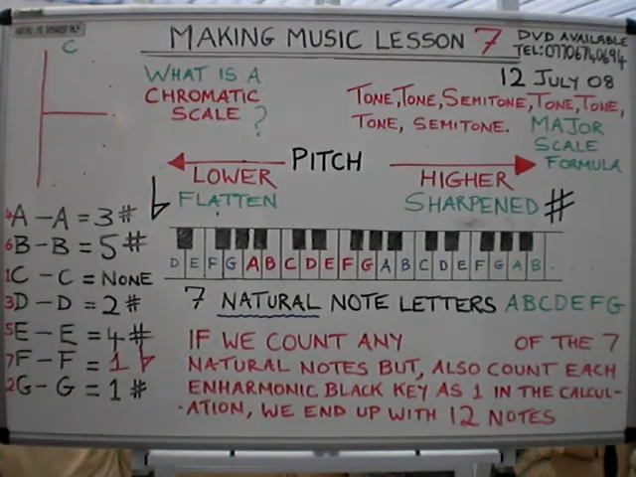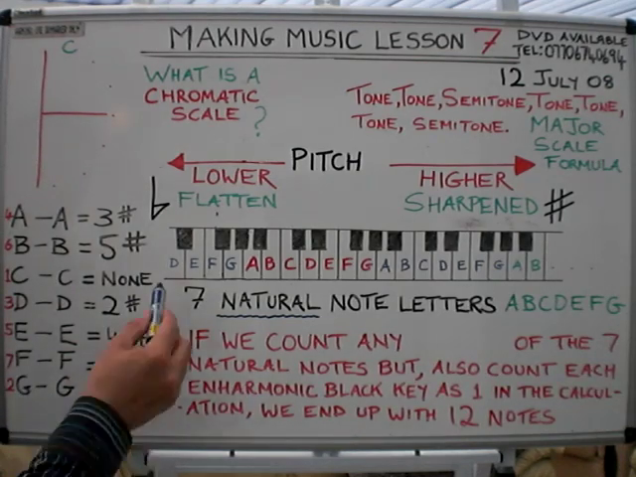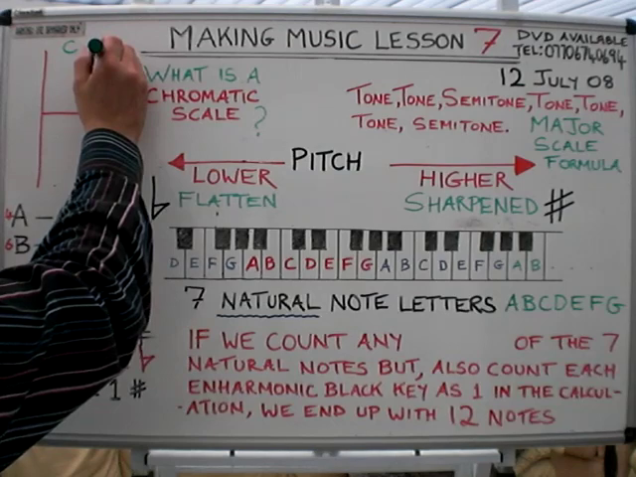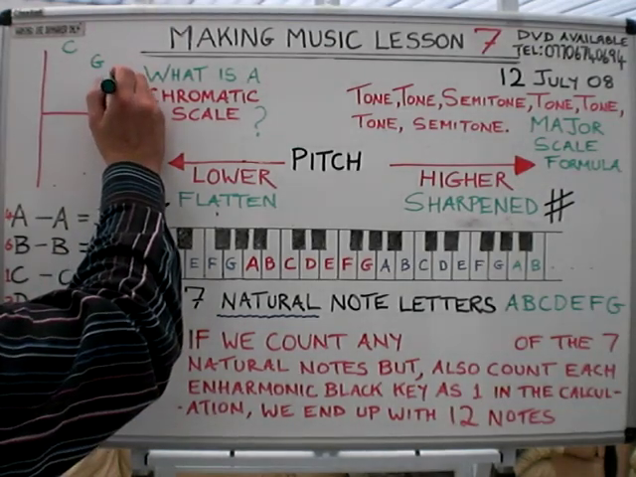The next one we did was G to G. We ended up with 1 sharp. I want to put the G there. The next one we did, third look, D to D, we ended up with 2 sharps. I want you to put a D.